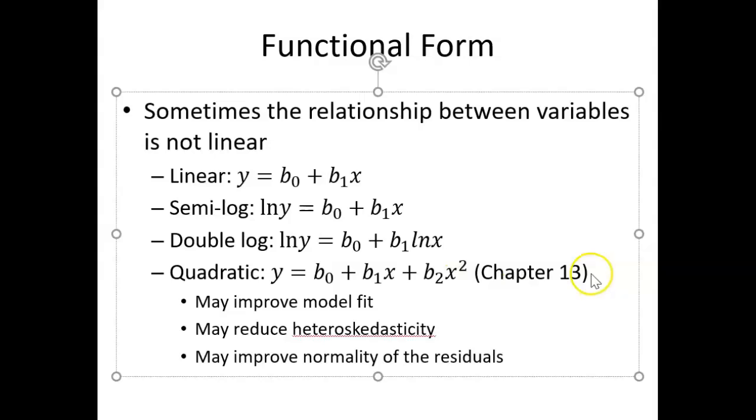And then once we get into chapter 13 and talk about multiple regression, you can think about a quadratic model where you add a squared term for the independent variable. A lot of times a different functional form might improve model fit. Your R-squared statistic will increase. It might reduce heteroscedasticity, and it might also improve the normality of the residuals.